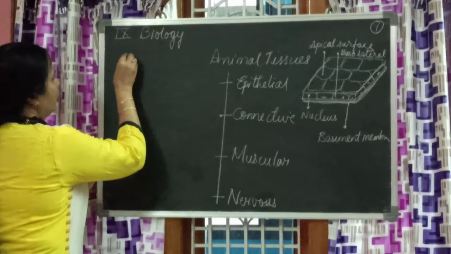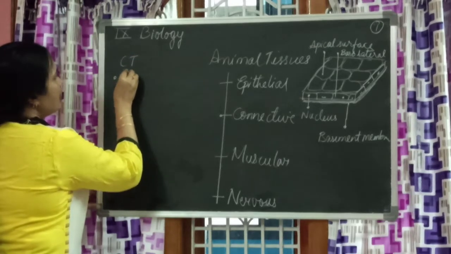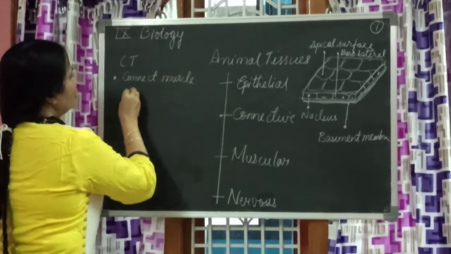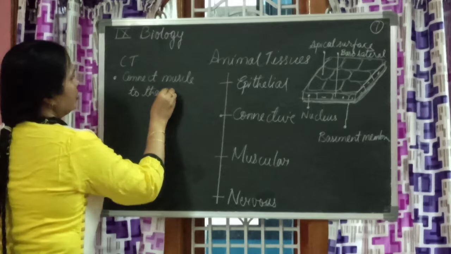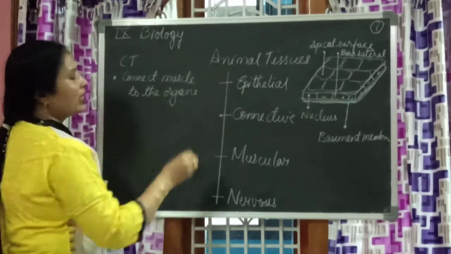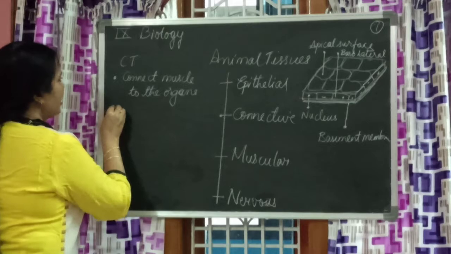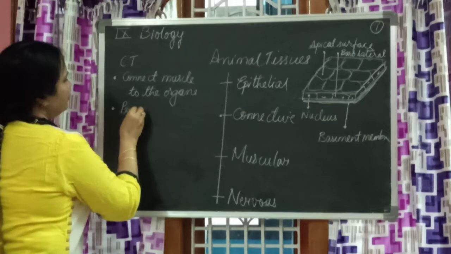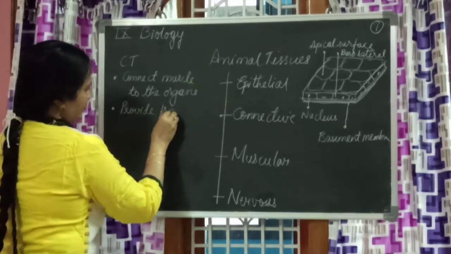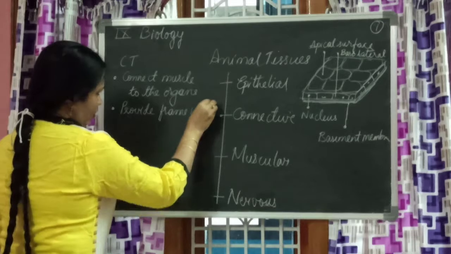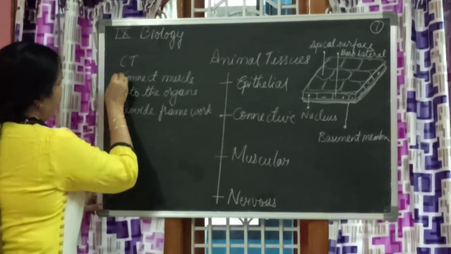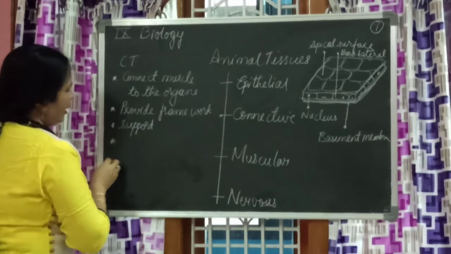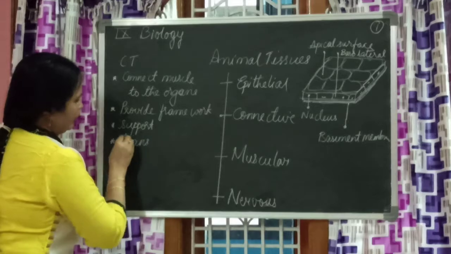Here I am going to write down. Connective tissue. First thing is they connect. What do they connect? They connect muscle to the organs. All the internal body parts are connected to each other. And second thing is they provide framework. They give support. And another thing is they help in transport.